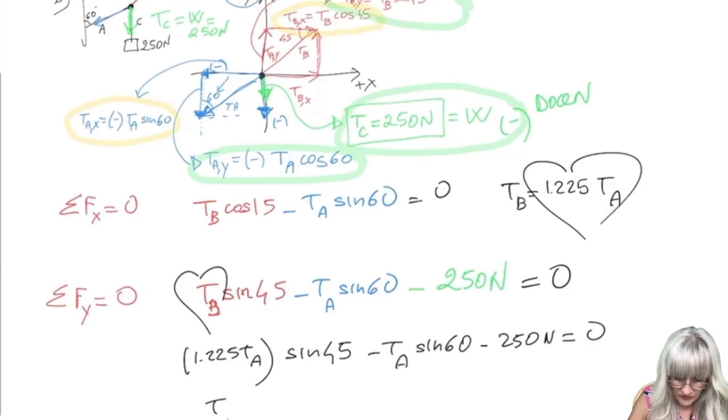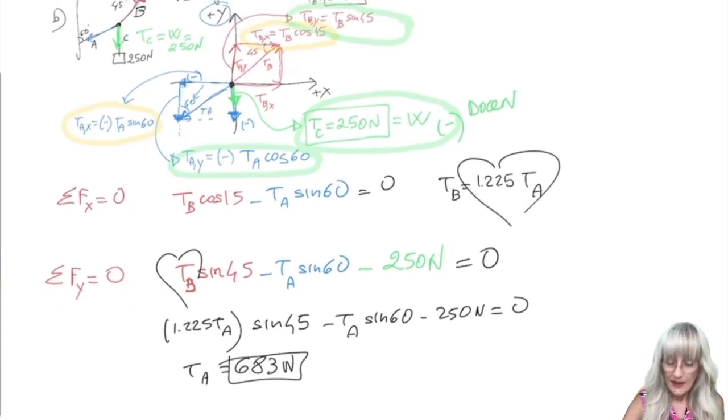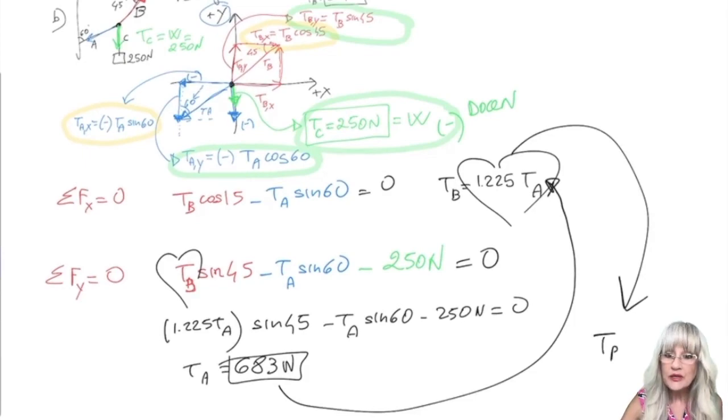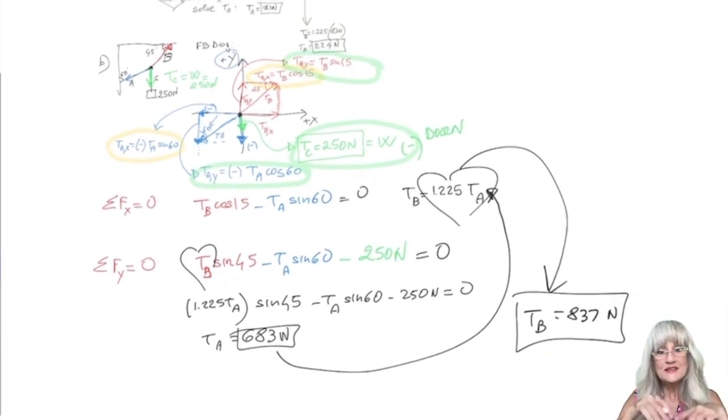If you solve for T of A, it will be 683 Newton. And again, do the algebra on your own. At this point, I plug it over there, and I will derive that T of B comes out to be 837 Newton. Frame it. So very interesting problem. Hope you enjoyed it.